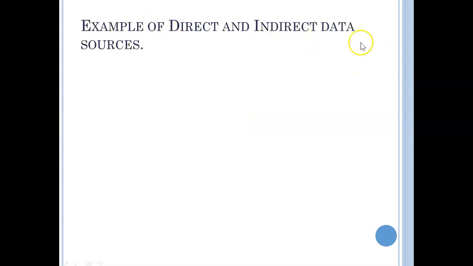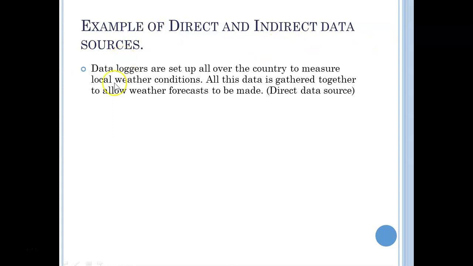So, examples of direct and indirect data sources. In terms of weather, data loggers are set up all over the country to measure local weather conditions. All this data is gathered together to allow weather forecasts to be made. So this is an example of a direct data source. Information was collected for the specific purpose of allowing weather forecasts.